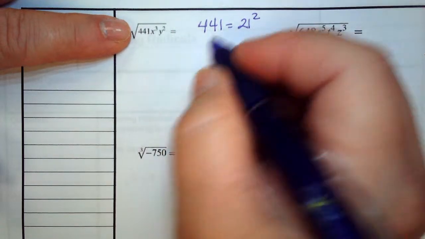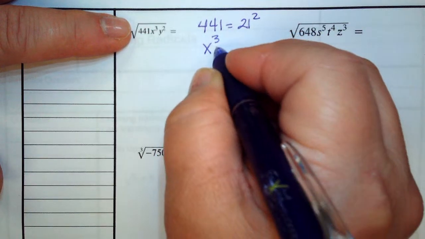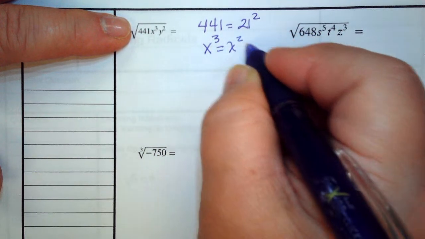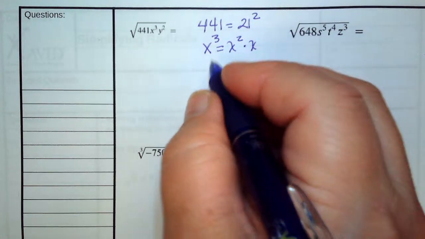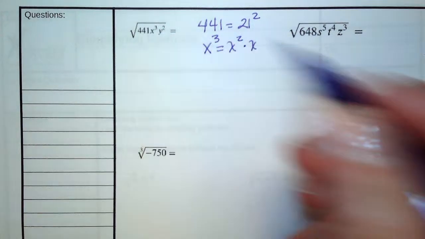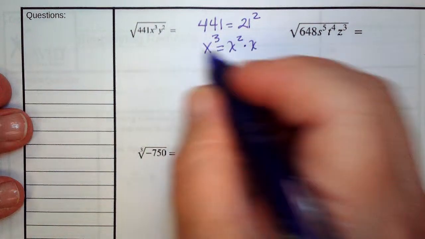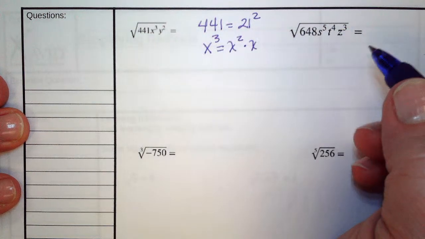Okay, what about x to the third? X to the third is x squared times x. So I've got a pair of x's I can bring out. And what about y squared? Well, I will be able to bring out one of the pair.